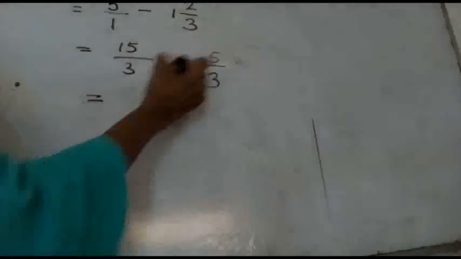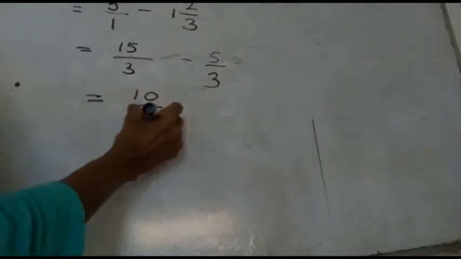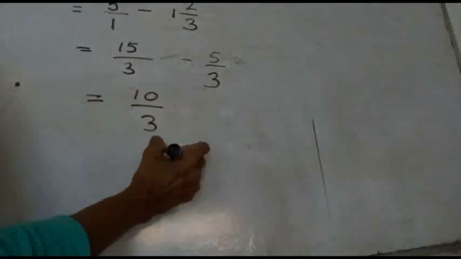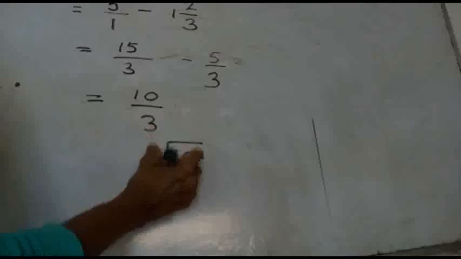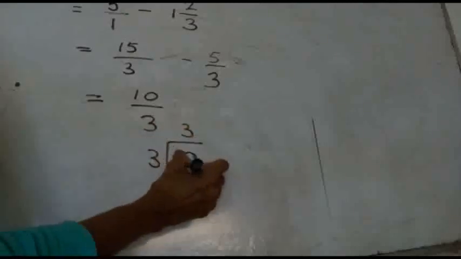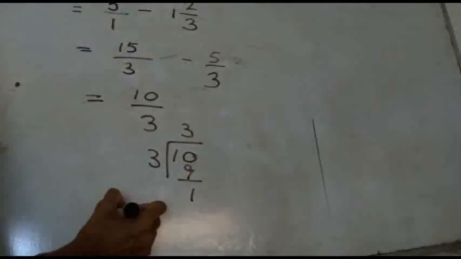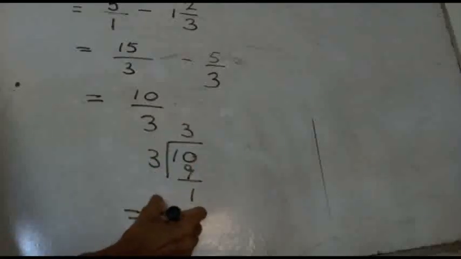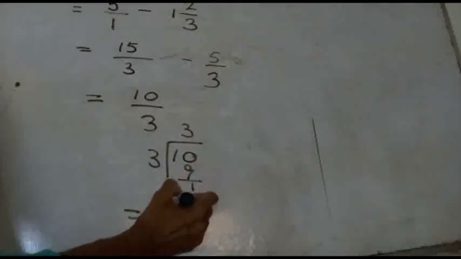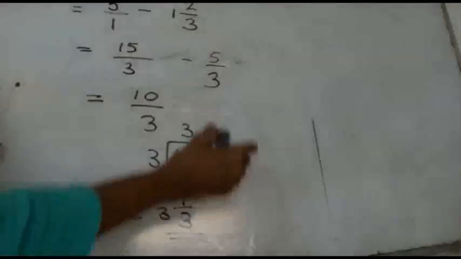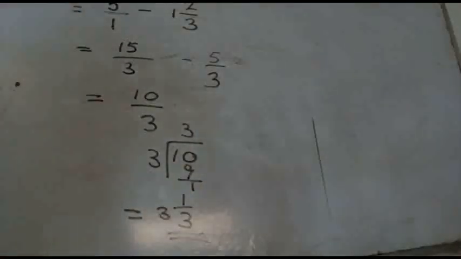15 subtract 5 is equal to 10. 10 divided by 3. 3 times 3 is equal to 9. Remaining 1. 3 and 1 over 3. 3 and 1/3 is the answer.